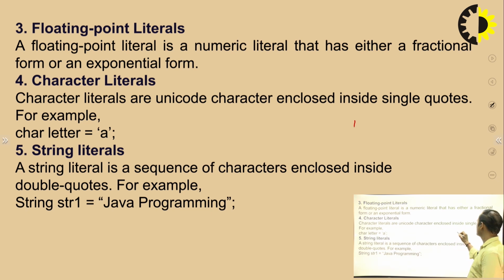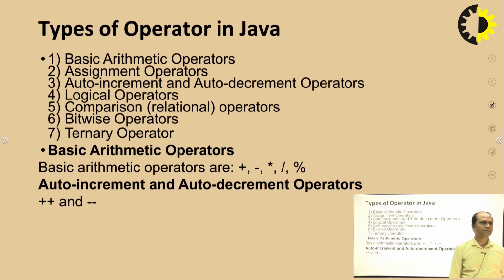If we use it like this, it is a character literal. If we use it like this, it is called a string literal. So that is the definition of those literals. In Java, we can write a simple program that can be run. We discussed the JVM, JRE, JDK, and also the variables and literals, and how we can use them.